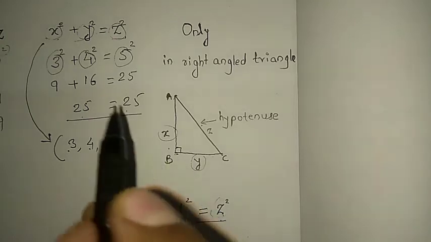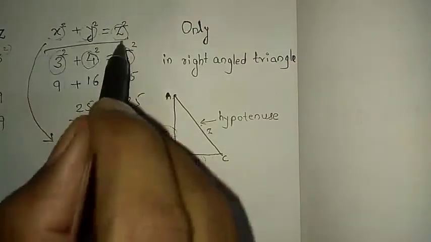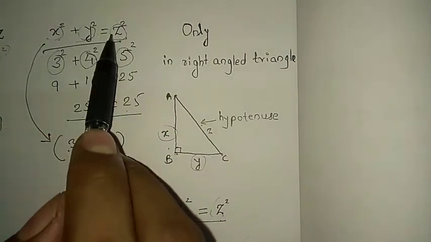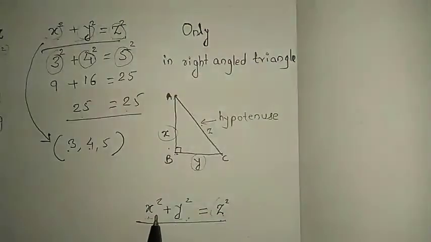Okay, this equation and this equation are the same: x square plus y square is equal to z square. Now we will see how to check whether the given values are a solution of this equation or not. Means how to check Pythagorean triplet.